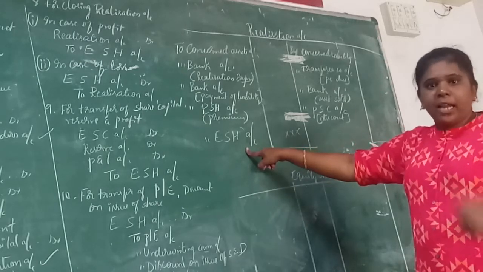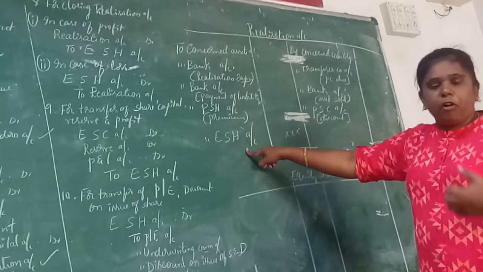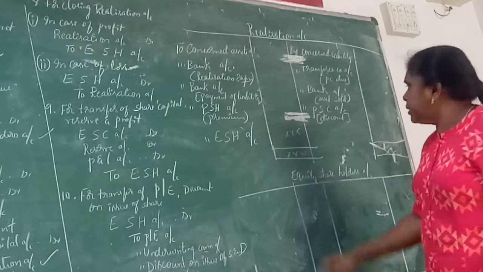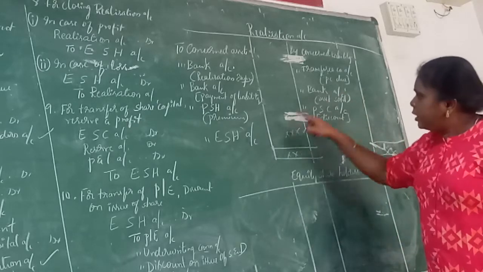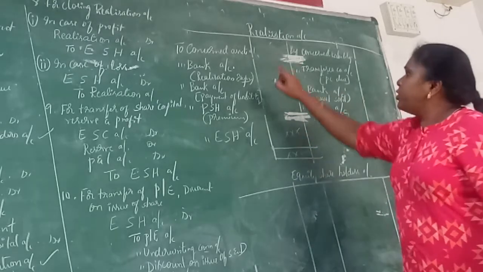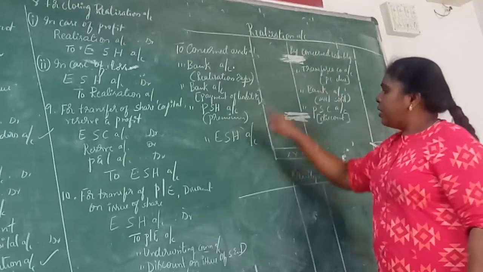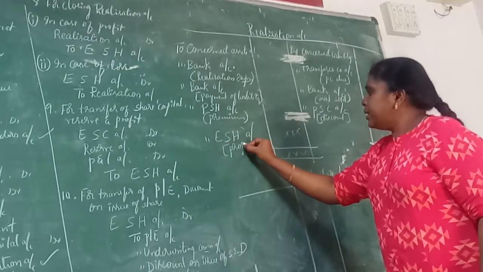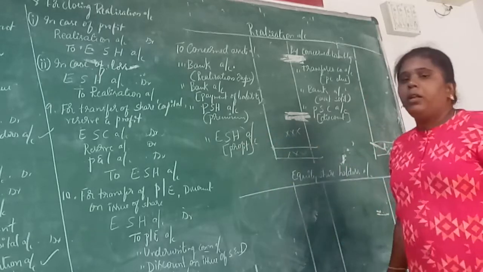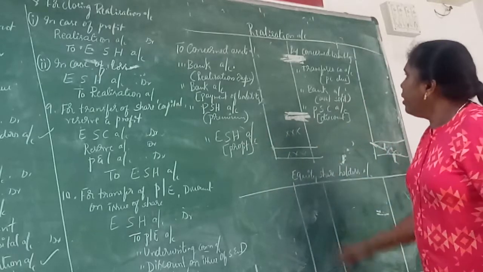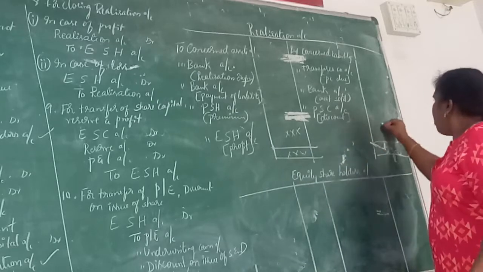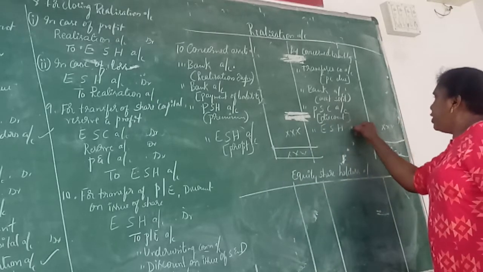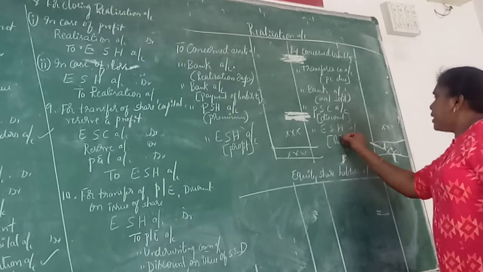So they are the ones who are going to take the profit or loss at the time of amalgamation of companies. If the credit side is more than the debit side, the journal entry will be realization account debit to equity shareholders. This is realization profit. Just the opposite: if the debit side is more than the credit side, that balance will be transferred to equity shareholders account. So that is a loss.